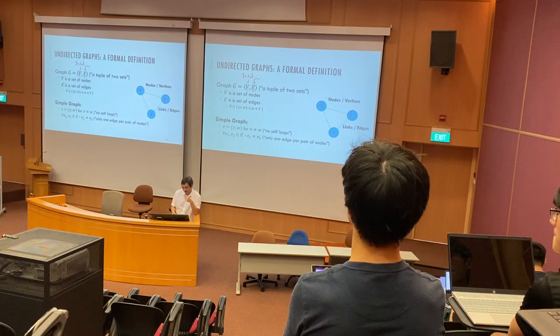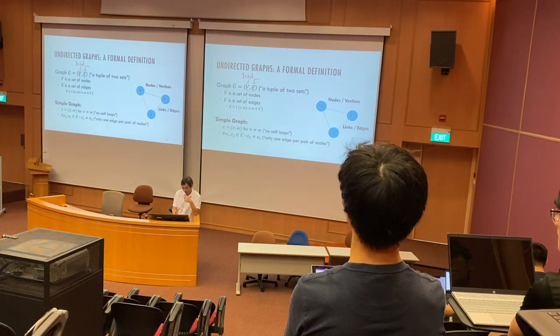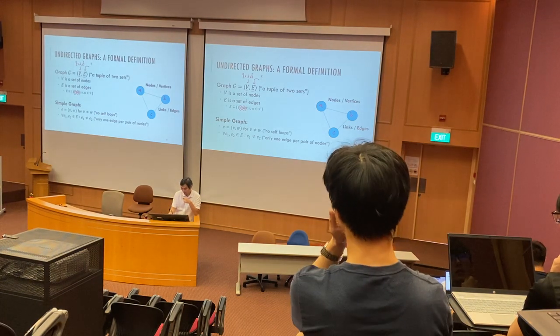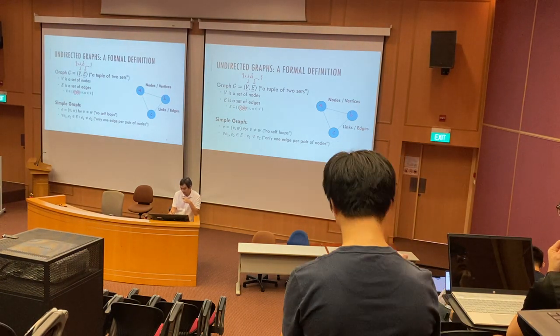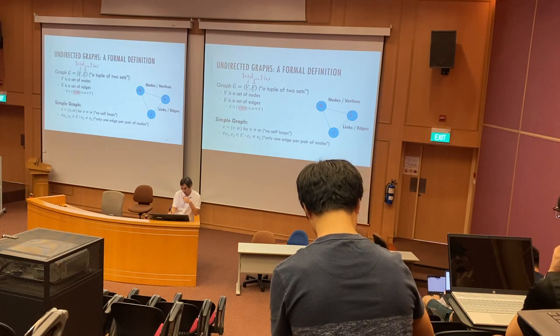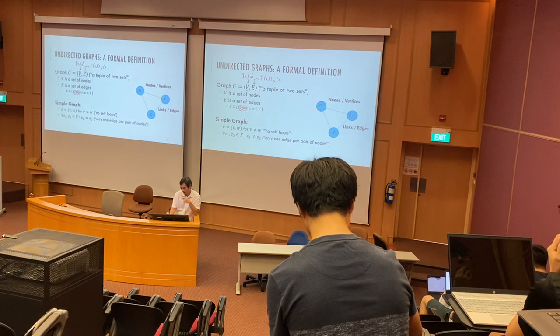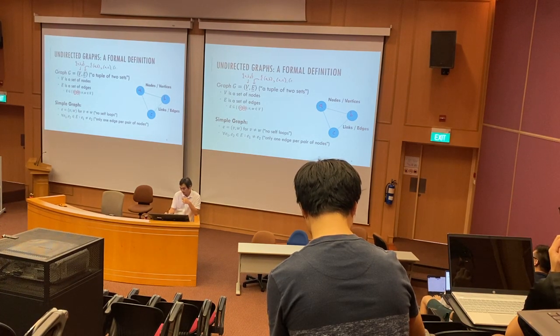Each edge is a tuple of the nodes that are connected by this edge. So for example here A and B are connected. So in the set of edges E you would have (A, B). A and C are connected, so you have (A, C), and C and B are connected, so you have (C, B).